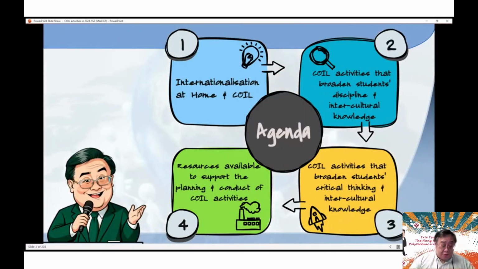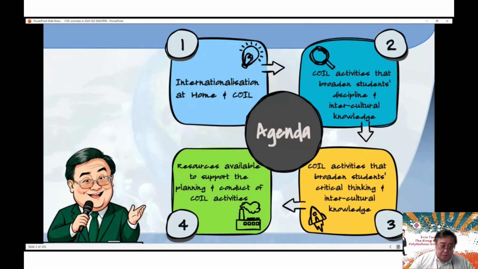Right, so I'm going to spend the seminar on four key topics. Firstly, just to clarify the concept of what is internationalization at home. What does that really mean? And I'll actually introduce the term called COIL. I'll leave it to that moment when I elaborate the term and explain what it is.